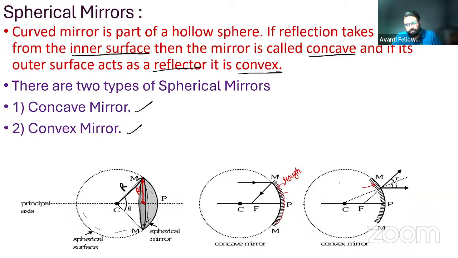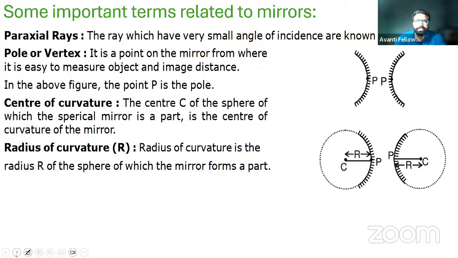And in this mirror, the reflection will be taking place from the outer side. So this part is rough, the inner part is rough. Got it? If you see, the light is coming and after reflecting, it is moving back. In this also, light is coming and moving back. Clear? Now, there is some terminology related to mirrors that you need to understand.